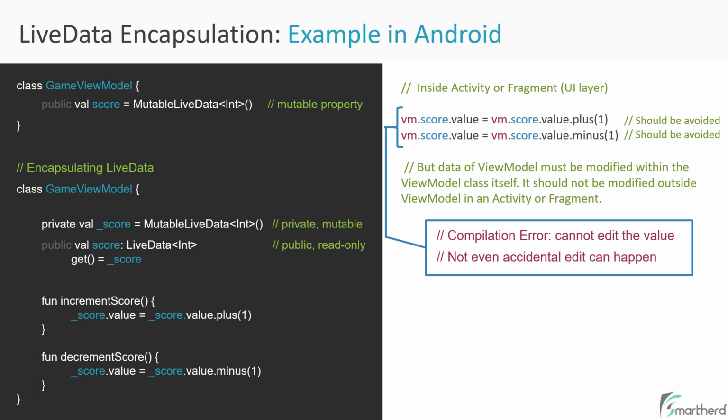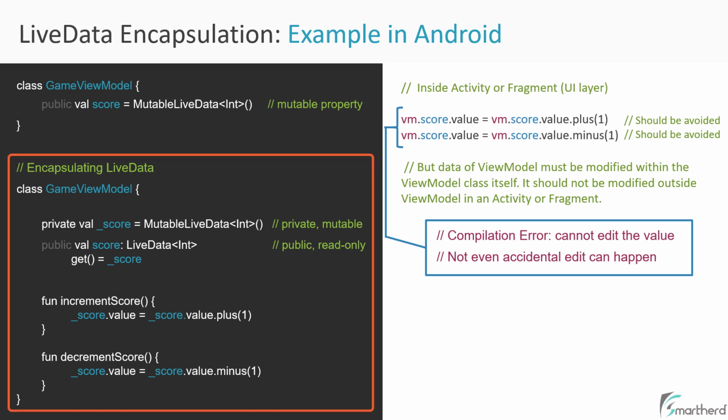Now notice here that within these two functions we are using the underscore score field variable. So again note that within your view model you must use this private underscore score variable like we are doing here, here and here. But outside the view model we should always access this public score variable. So this private field should be used within the view model and this public field should be used outside the view model.